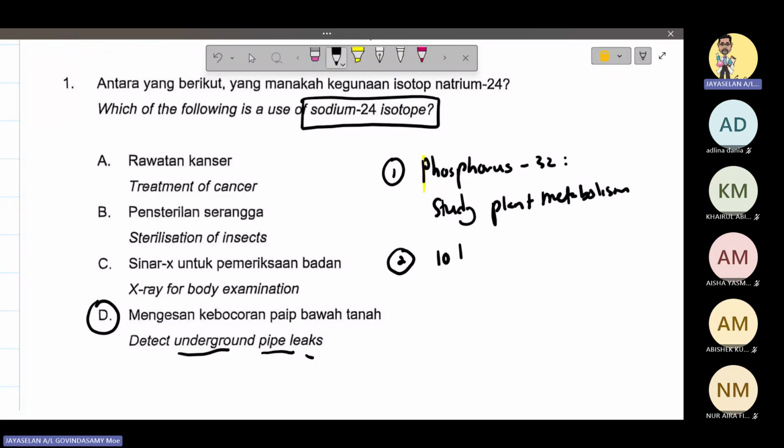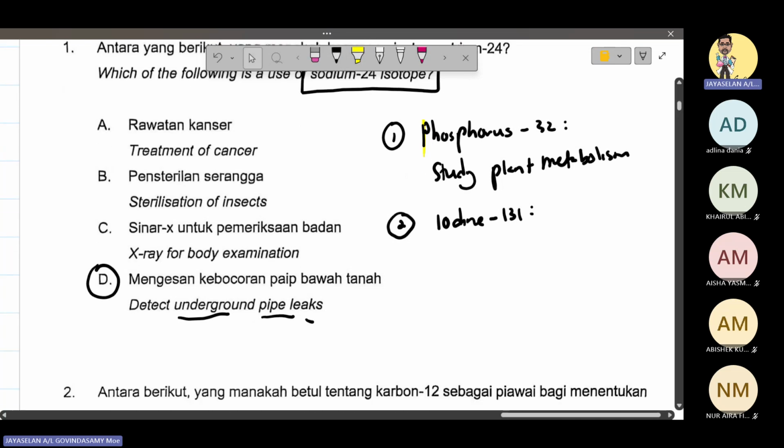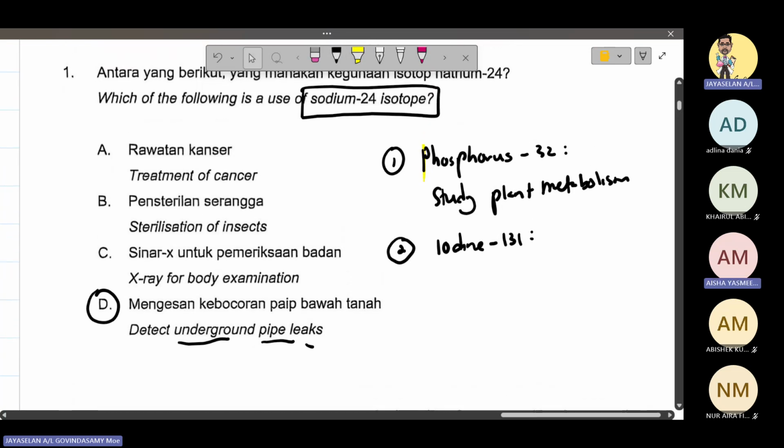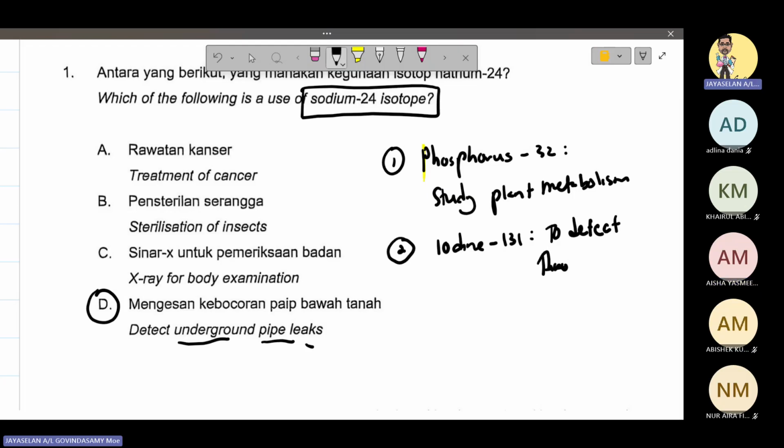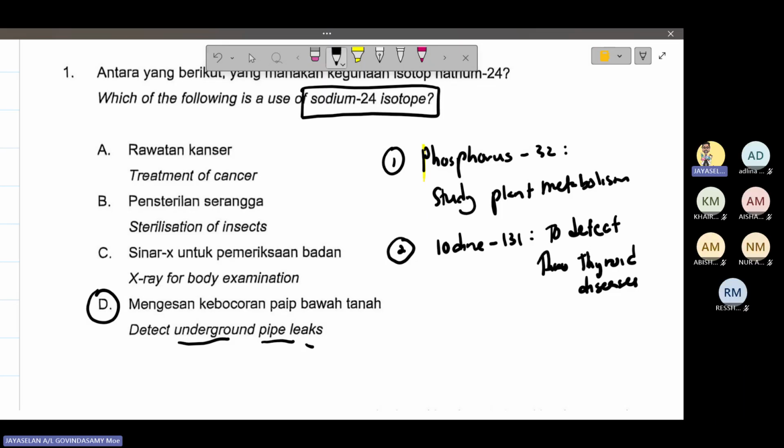Number two, please remember iodine. Iodine 131. Okay, Yasmin, iodine 131, what is the function? To determine thyroid cancer. Okay, to detect, don't put thyroid, THY, okay, thyroid diseases, including thyroid cancer, goiter, all that. All right, so try to put thyroid diseases.